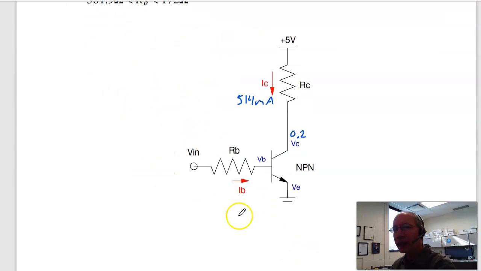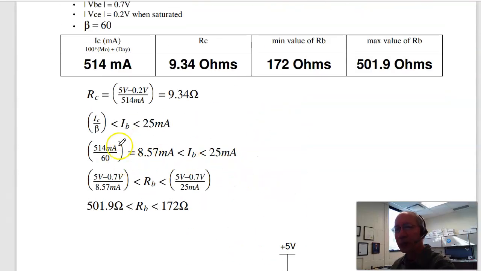The base resistor right here sets IB. IB has to be at least IC over beta, which is at least 8.57 milliamps, at most 25 milliamps, because that's all the 555 timer can output. And sometimes beta is called HFE, depends upon your textbook, meaning that RB is somewhere between 501 ohms and 172 ohms. So anywhere in that range works.